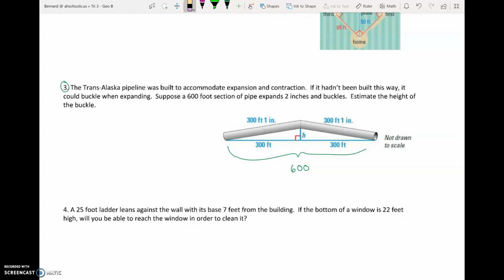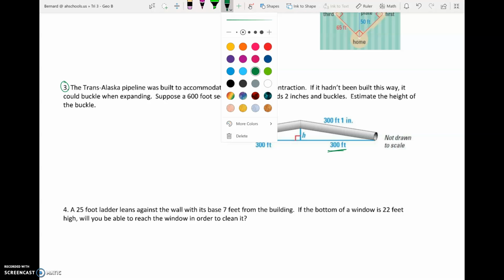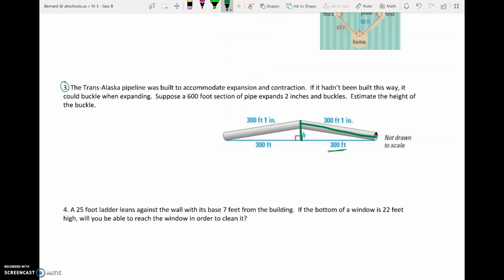By the way, I wanted to highlight the 600 feet of pipe. The 600 is not important here, since the buckle cuts the 600 in half, and we see the 300 feet on the dimensions of one of our right triangles. So I'm going to erase the 600 as well. We're really going to work with this 300. Once the buckle occurs, we have a right triangle, so I'm going to draw that over here. Here's our right triangle, and this is 300, and this is H, which is what we want.